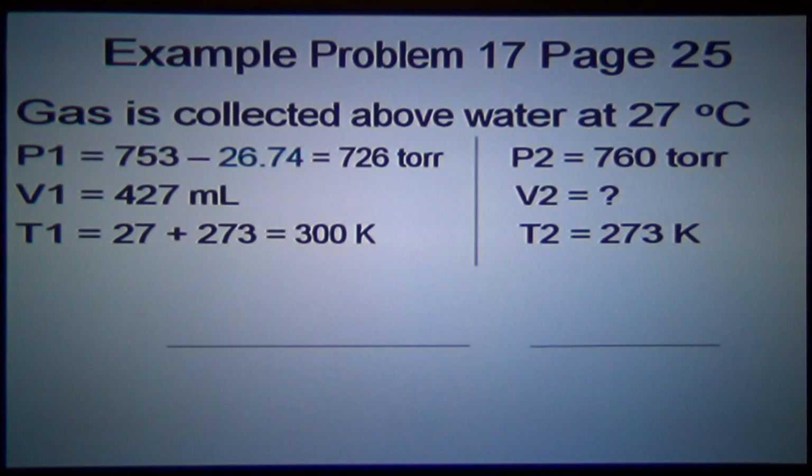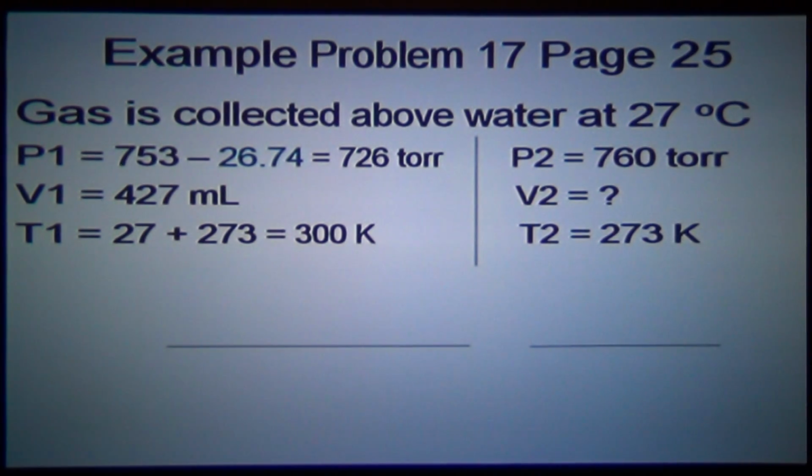In your lecture supplement on page 25, we're going to be doing example problem 17. Example problem 17 is really nothing more than a combined gas law problem, where we're looking at how a volume is going to change when we change both the pressure and the temperature that the gas is under. But the only discrepancy here is it says that we're actually collecting this gas above water. So if you're collecting a gas above water, the initial pressure that they're giving you is the pressure of the wet gas.